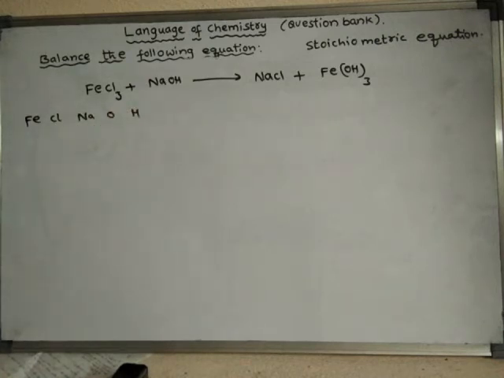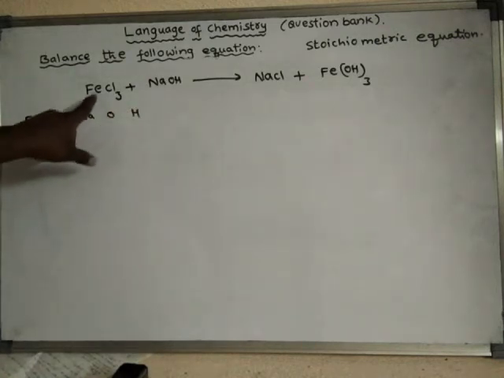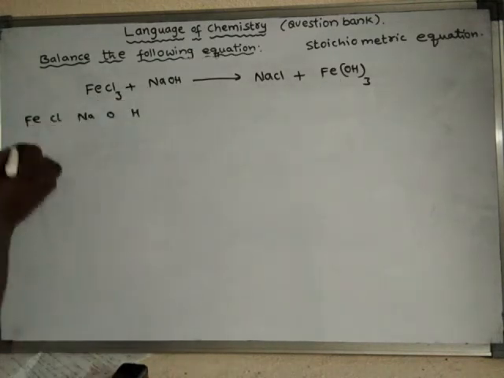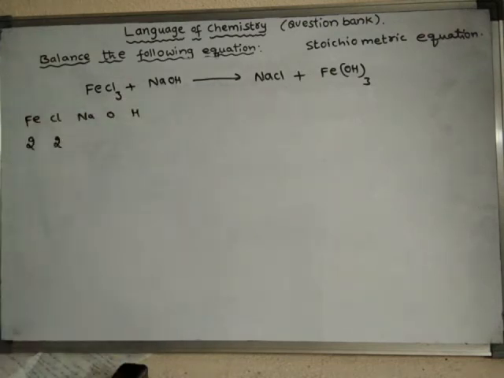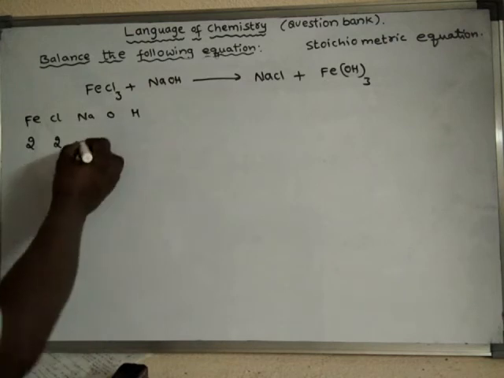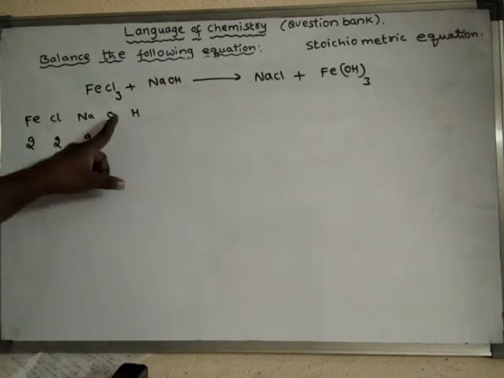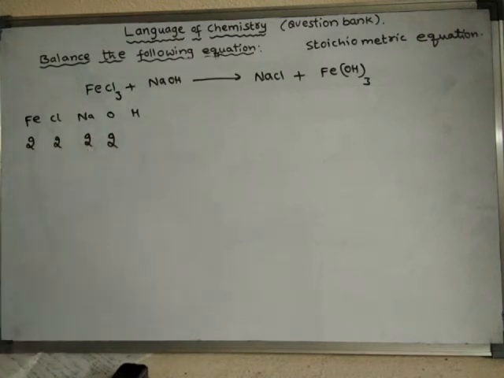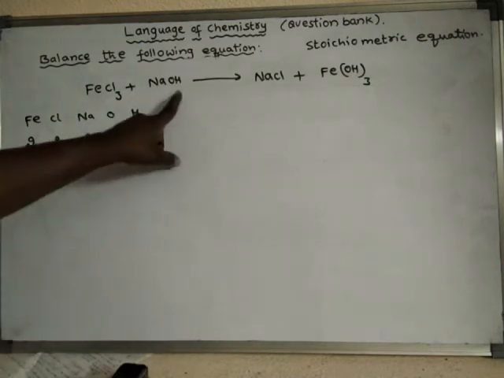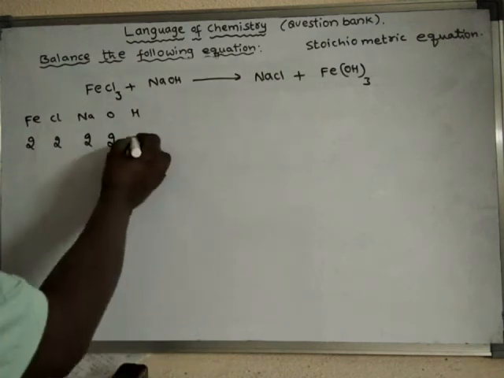Now we have to write the frequency numbers of each and every element. So iron is appearing at 2 places, hence its frequency number is 2. Chlorine is appearing at 2 places, its frequency number is also 2. Sodium is appearing at 2 places, 2 only. Oxygen is appearing at 2 places, hence its frequency number is also 2. Hydrogen is appearing at 2 places.